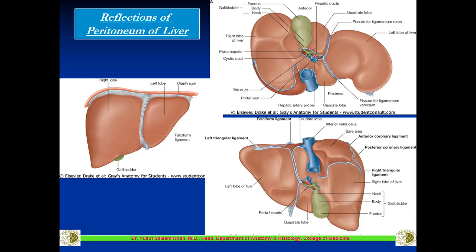Except these areas, all other parts of the liver are covered by the peritoneum, and you can see some of the reflections of this peritoneum, like the falciform ligament, fissure of the ligamentum teres, fissure for the ligamentum venosum, as well as around the portal triad. You can also see a thin layer of the membrane, and outside the bare areas, like the anterior coronary ligament as well as the posterior coronary ligament, right triangular ligament, left triangular ligament. All these are some of the reflections of the peritoneum on the liver.